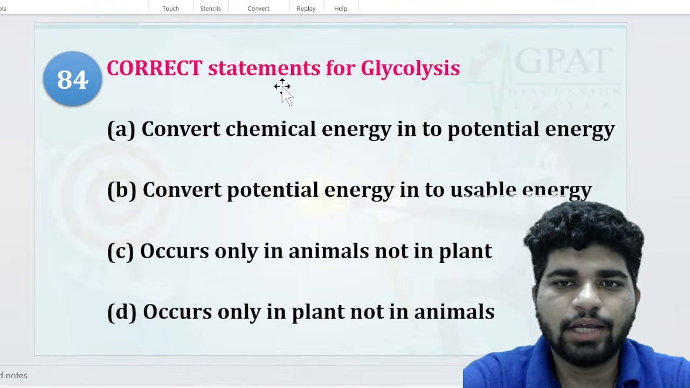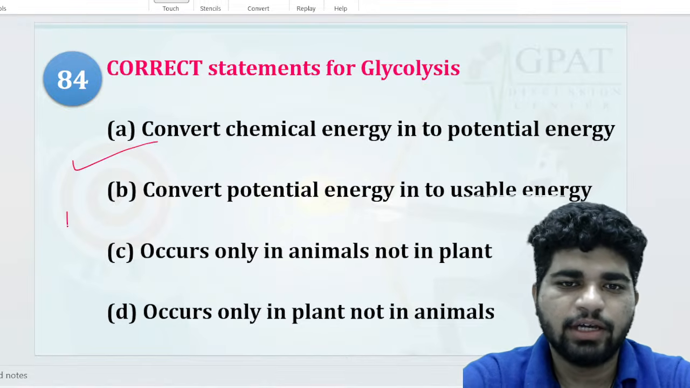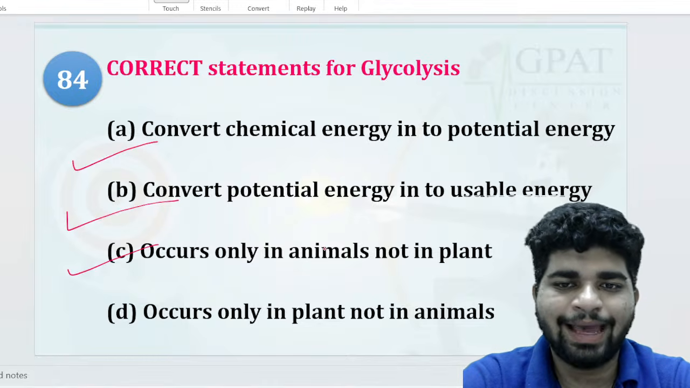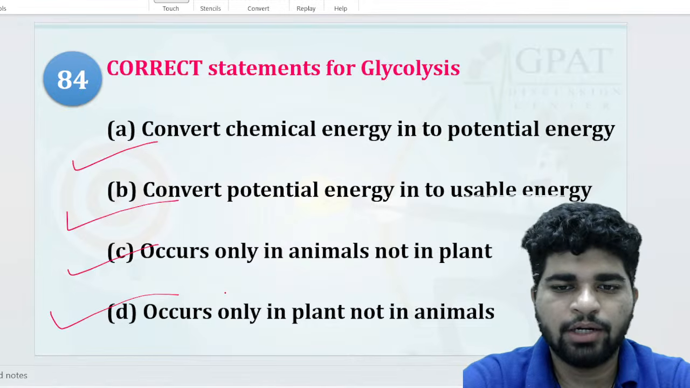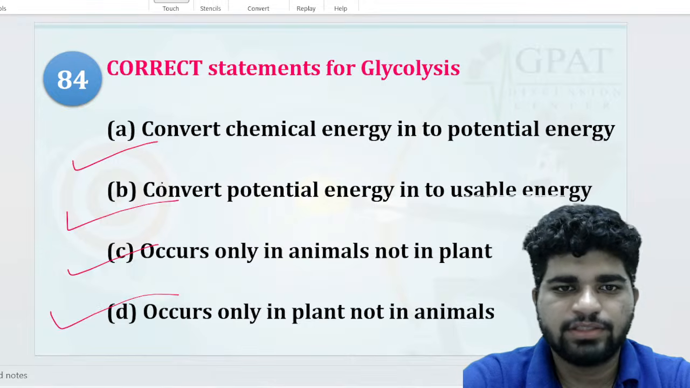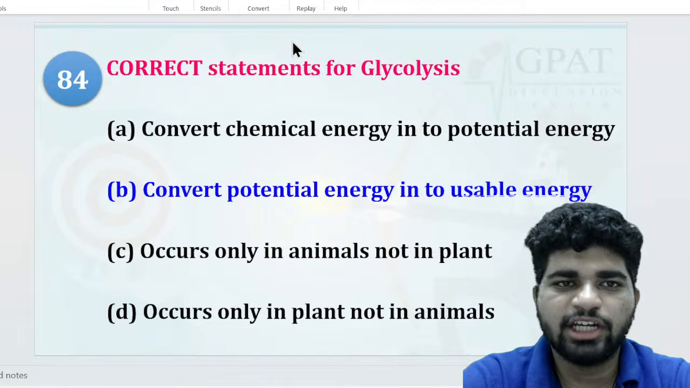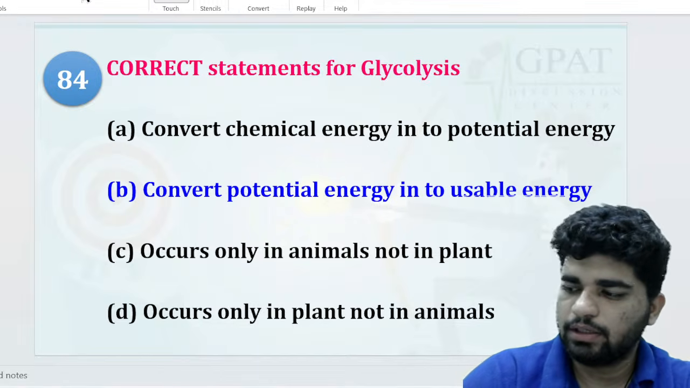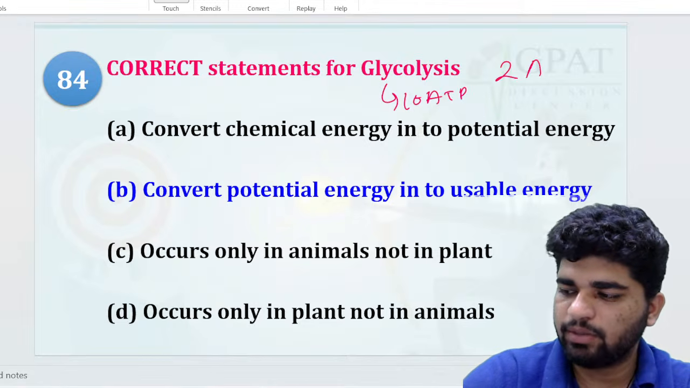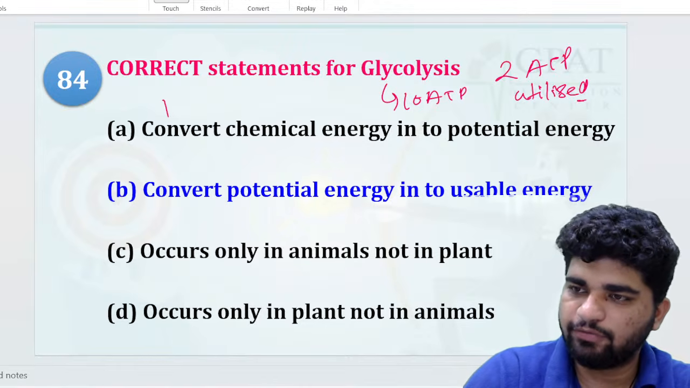Now, correct statement for glycolysis. Convert chemical energy into potential energy, convert potential energy into usable energy, occurs in animals not in plant, or occurs only in plant not in animals. Tell me what's that? Simplest, that's your convert potential energy into usable energy. How much ATP does it form? 10 ATP totally will be produced and 2 ATP will be utilized over there only.